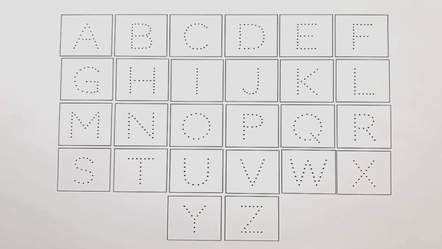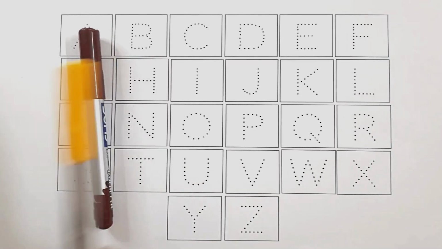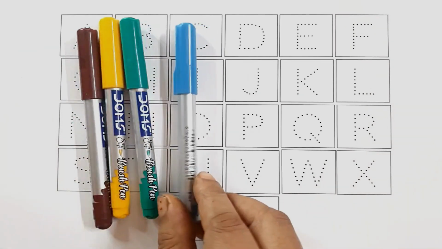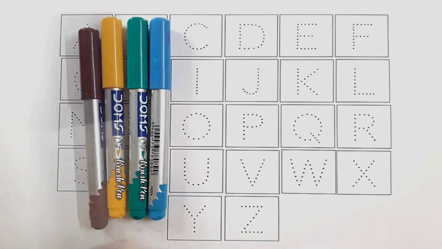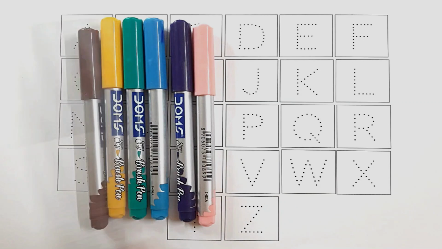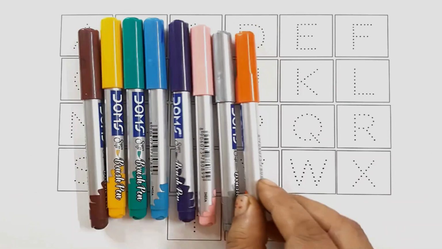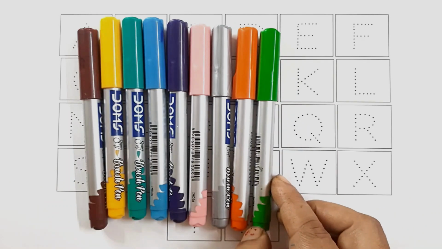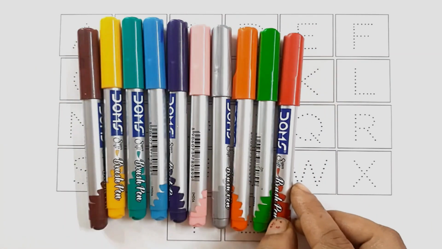Color names: brown color, yellow color, sea green color, sky blue color, violet color, pink color, silver color, orange color, light green color, red color.